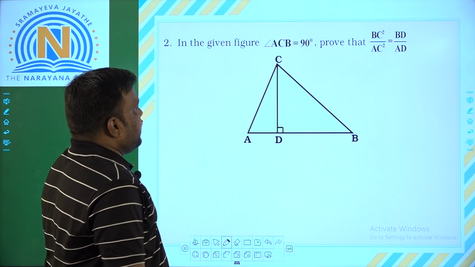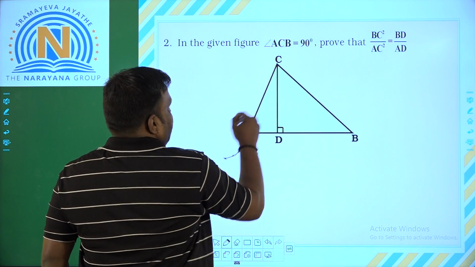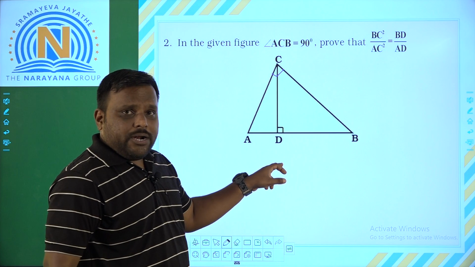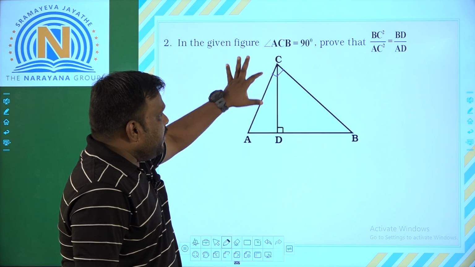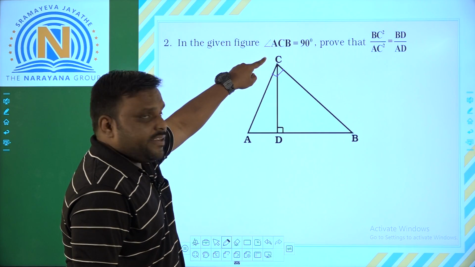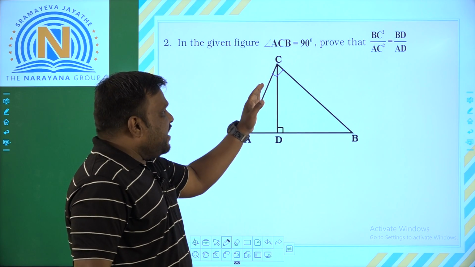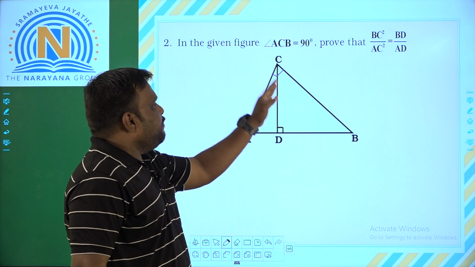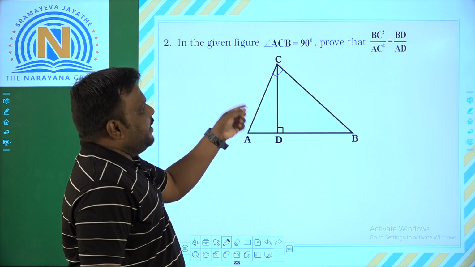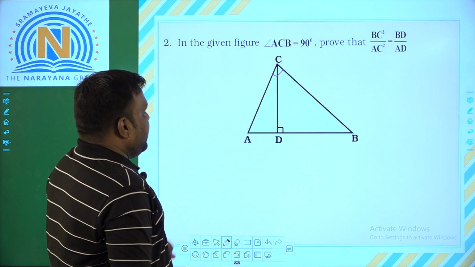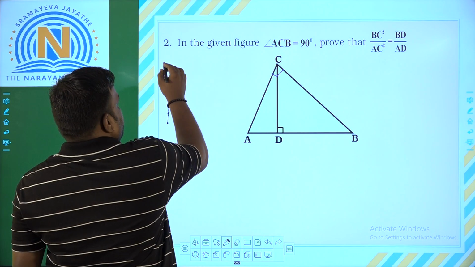In this right angle triangle, you can see first right angle triangle ACB, right angle is at C. So in that case, CD is a perpendicular drawn. We know that when a perpendicular is drawn from the right angle of the right triangle to the hypotenuse, then the triangles on either side of the perpendicular drawn will be similar to each other as well as similar to the whole triangle. So in that case, the same condition will be used here also.